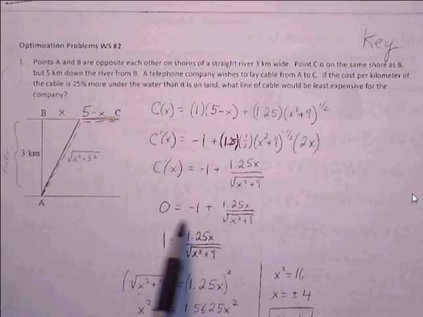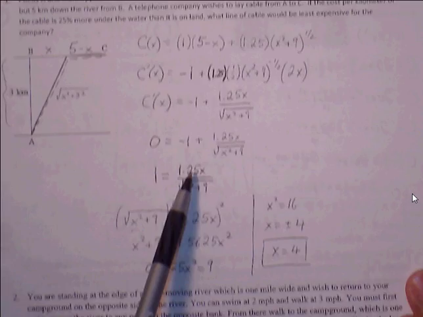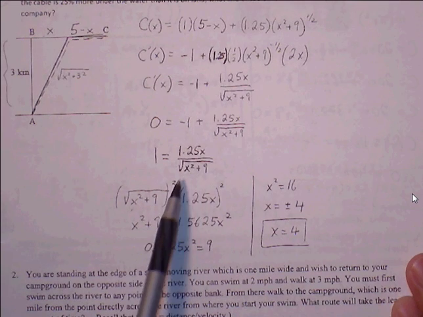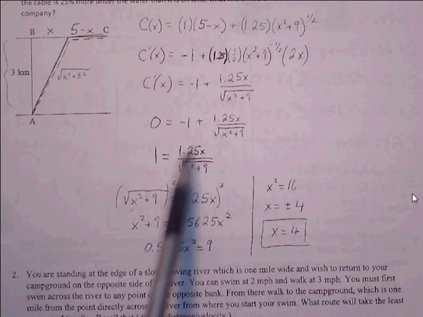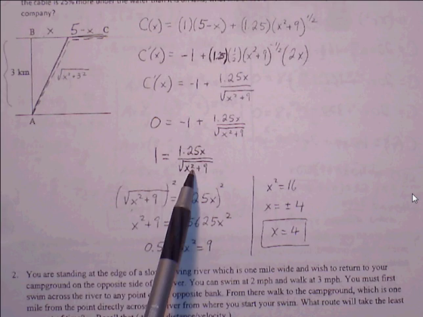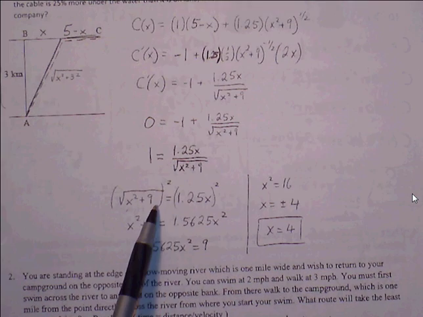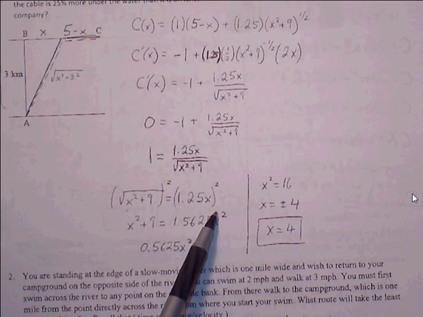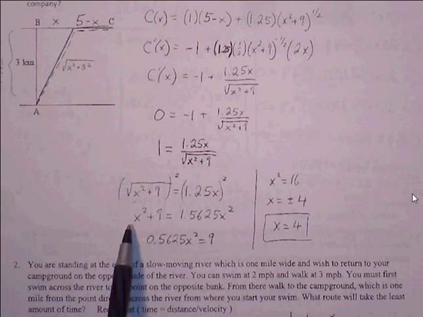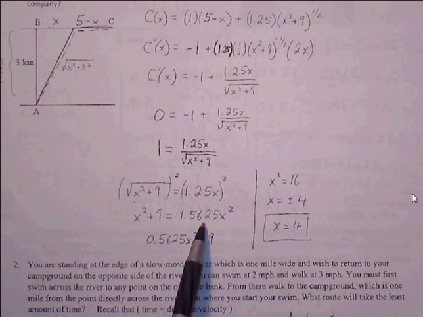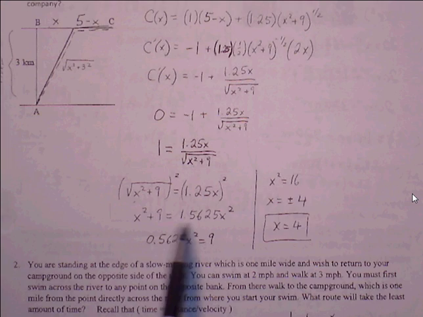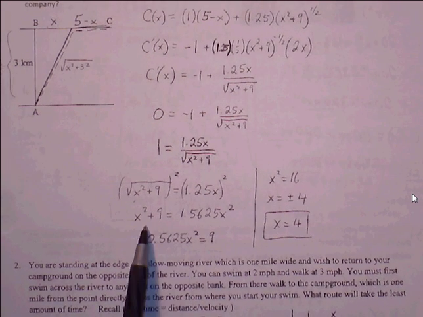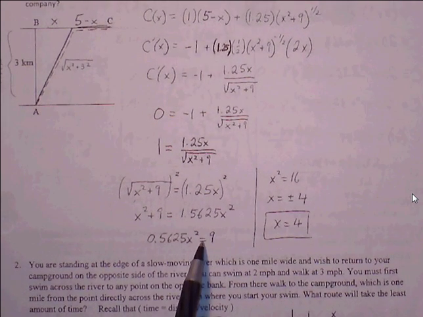Now we just set the derivative equal to 0 and then rearrange the equation to begin to solve for x. Bring the negative 1 over to the left side. Cross product. Square root of x squared plus 9 is equal to 1.25x. If I square both sides, I get x squared plus 9 is equal to 1.5625x squared. Combine like terms, get the x squared to the left, move the 9 over to the right side.